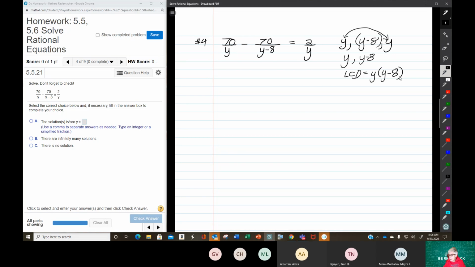Okay, any discussion about that before I go on? So the only thing that's in common is the y. So why are we putting the y minus 8? Because it also is one of the denominators. I can't just throw it away. That is a very good question. Anybody else? Yeah, you have to use all your denominators unless you find out that one denominator is totally a factor of another denominator.